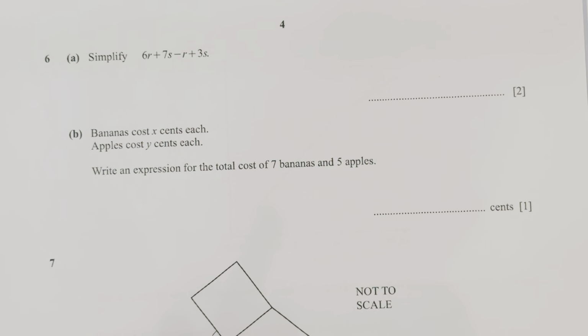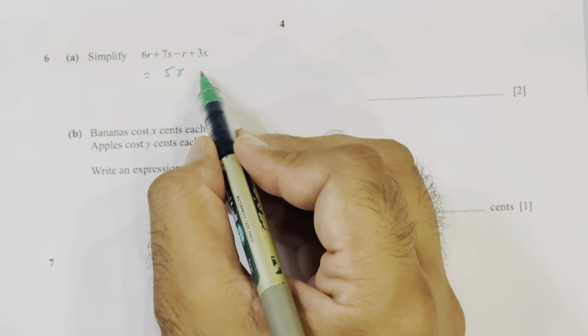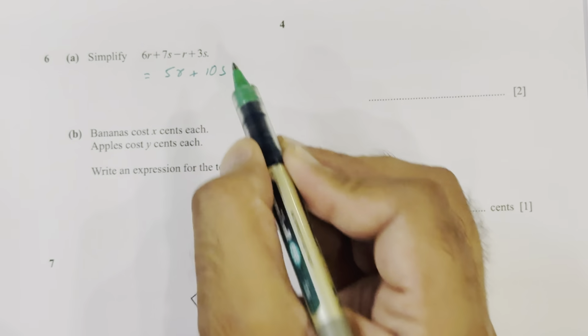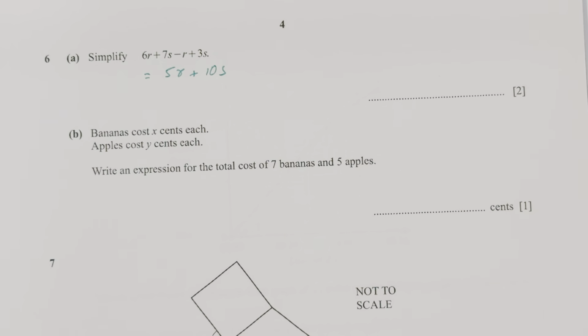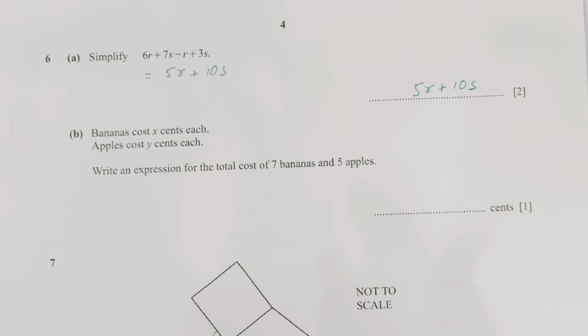Question number 6 is 6r plus 7s minus r plus 3s. Okay, 6r minus r would be 5r, then 7s plus 3s would be 10s. So this would be our final answer, 5r plus 10s.